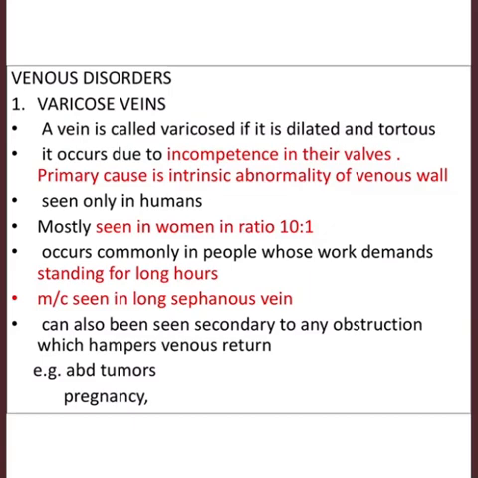But when the valves become incompetent, the blood column goes down because of gravity, and the wall of the vein is very thin, so it becomes tortuous and dilated because of the pressure. It can also be seen secondary to any obstruction that hampers venous return, like abdominal tumors and pregnancies, which press on the major abdominal veins.